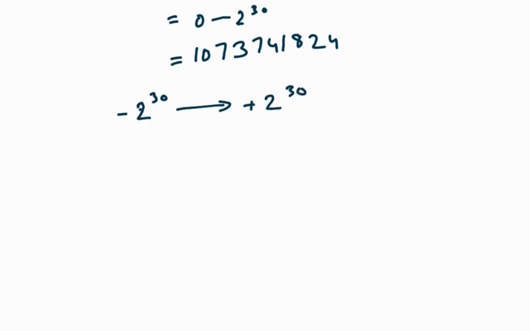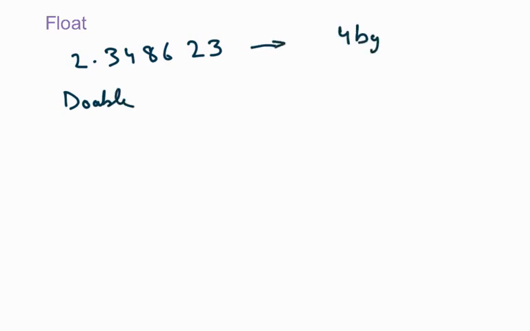Now coming to the floats. Floats are decimal numbers such as 2.3486223. A larger type of float, or a number with more decimals, is called a double. In a typical computer, a float has 4 bytes reserved for it, just the same as an integer, and a double has 8 bytes stored for it. We will not be going into the details of how these are stored as we did with integers. I'll explain that in a further video.